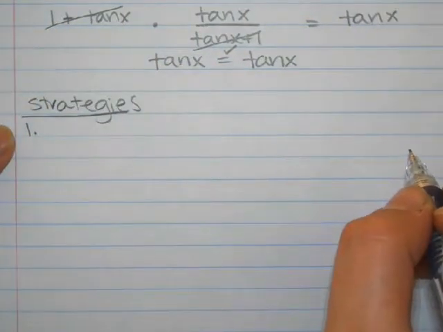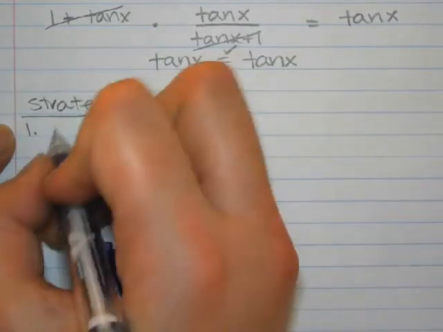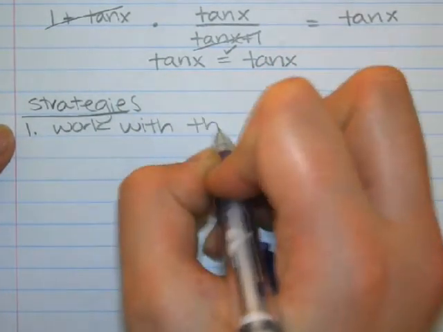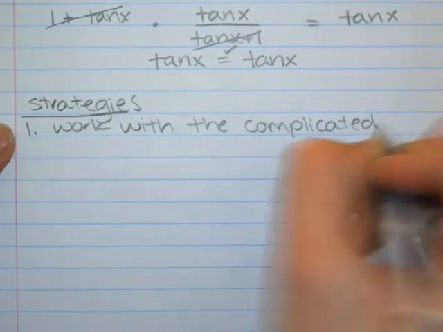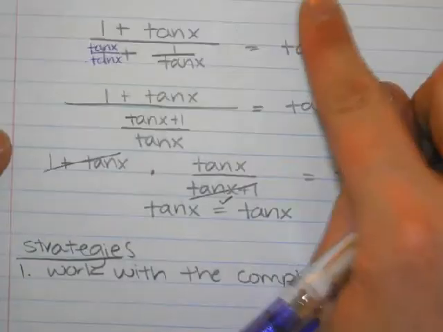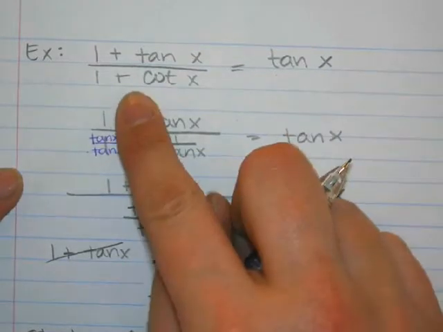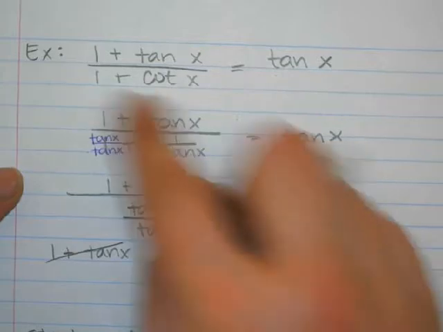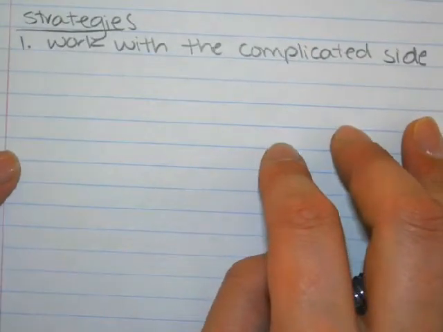So one strategy that we talked about specifically with proofs is that you work with the complicated side. It would have been really hard to take this tangent and turn it into that left side, right? That would have been very difficult to do. It was a lot easier to take something on the left and make it more simple. Okay, so always work with the complicated side.